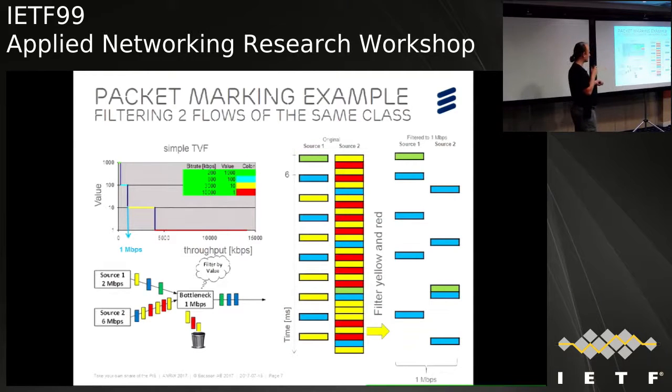Of course, if you have TCP and you filter out these packets, TCP will adapt, and there will be only a few incoming yellow packets, which will be immediately dropped in this congestion situation.